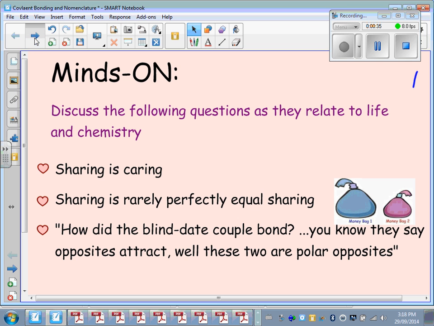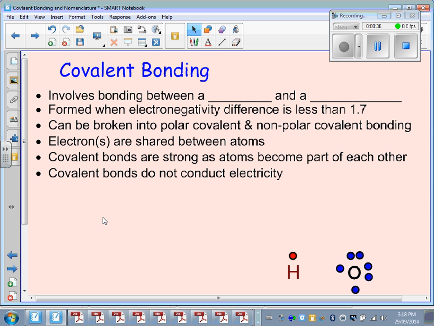However, let's move on. So we mentioned that the first type of bonding was ionic bonding. The second type of bonding is covalent bonding. Now covalent bonding is a different type of bonding. It's a different category of bonding, and that happens between a non-metal and non-metal.